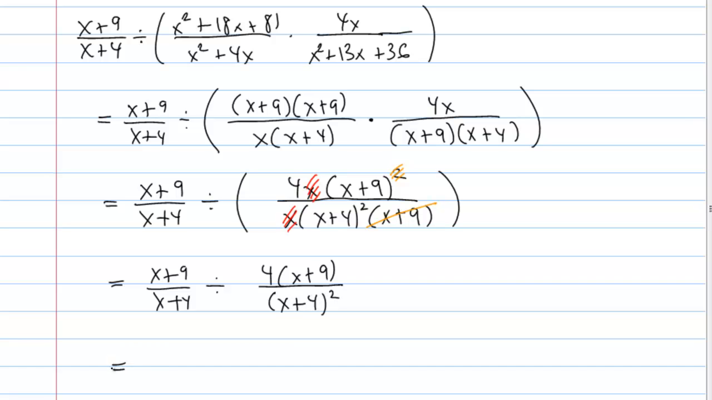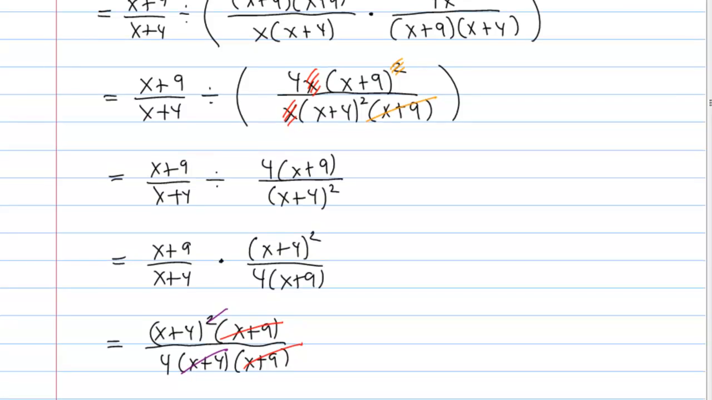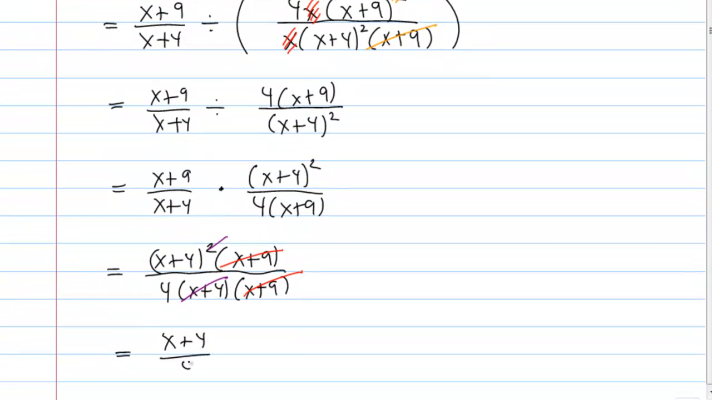Now to divide by a fraction is to multiply by its reciprocal, so x plus 9 over x plus 4. We're going to multiply by x plus 4 squared over 4 times x plus 9, which will get us an x plus 4 squared times x plus 9, multiplying across the top. Across the denominator, a 4 times x plus 4 times an x plus 9. And then once again, the x plus 9s are going to cancel. The x plus 4s are going to cancel. And once again, that's going to leave us with an x plus 4 over 4, which is what we got the first time round.